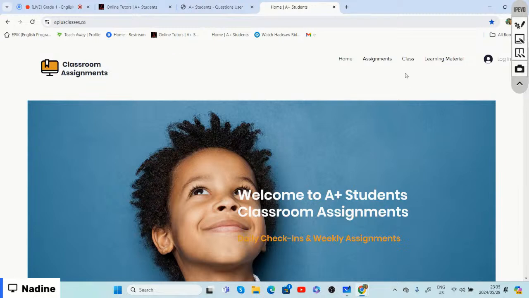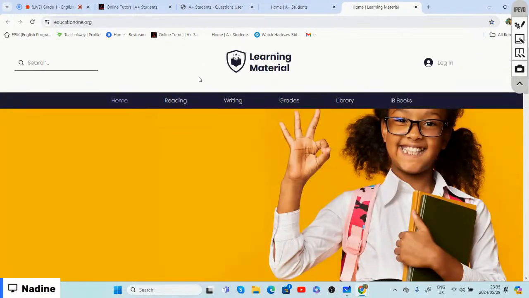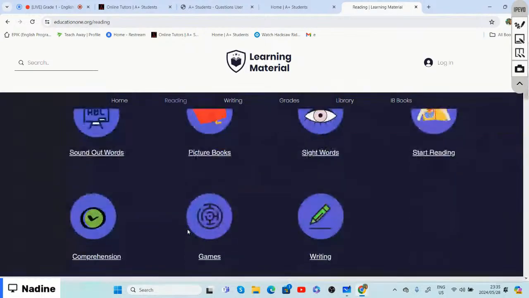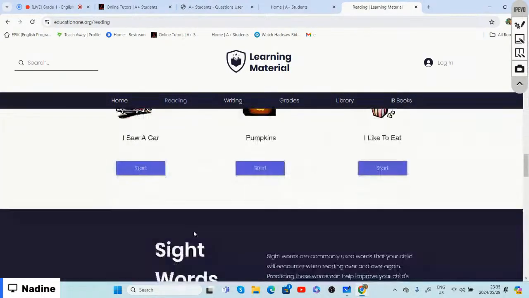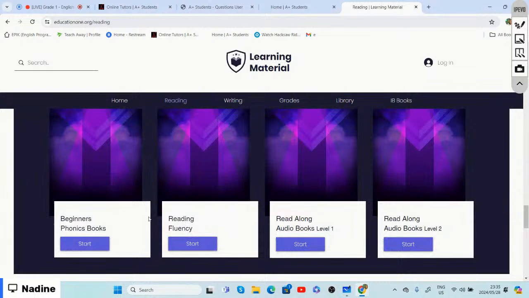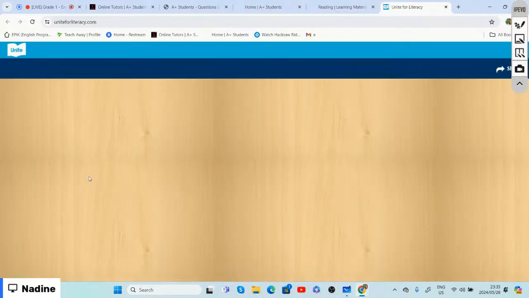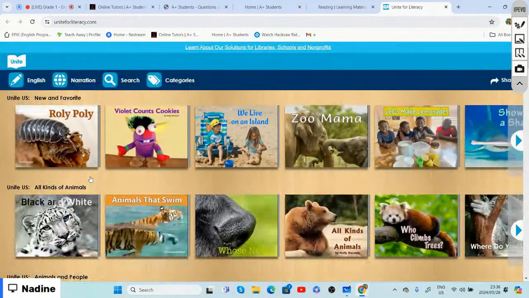All right, so now we're going to aplusclasses.ca. Once you've gone to aplusclasses.ca, we're going on learning materials. We're going on reading. Then we're going to scroll down until we get to those four beautiful purple boxes. Not the first, the second one, and we're going to read along audiobooks level 1.